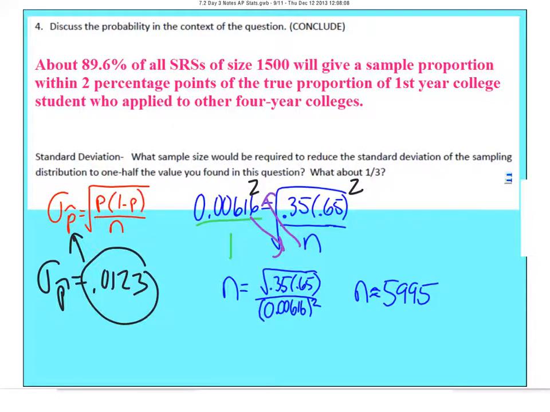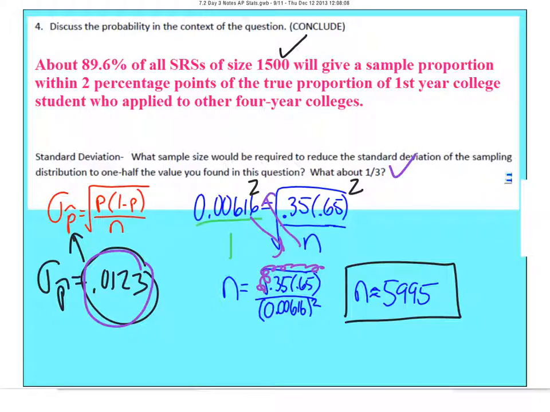Technically, this little square root symbol should not be there, so ignore that. Because we've removed the square root, what we should have is 0.35 times 0.65, divided by 0.00616 squared. To reduce our variability, we're going to need a sample size of about 6,000. So we're doing it really 4 times larger. You could do this problem for the 1/3 component. On the 1/3, let's just take this value, divide it by 3, put that value here, and repeat the problem.